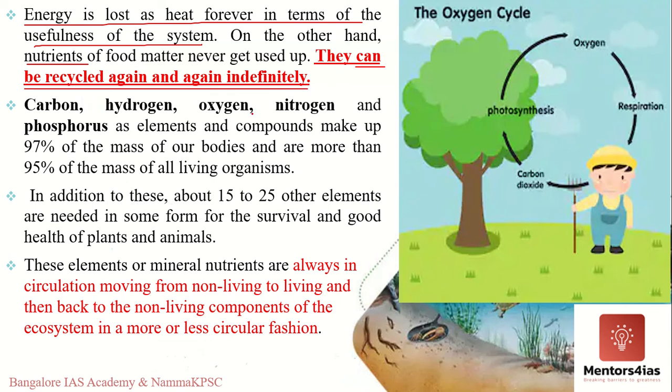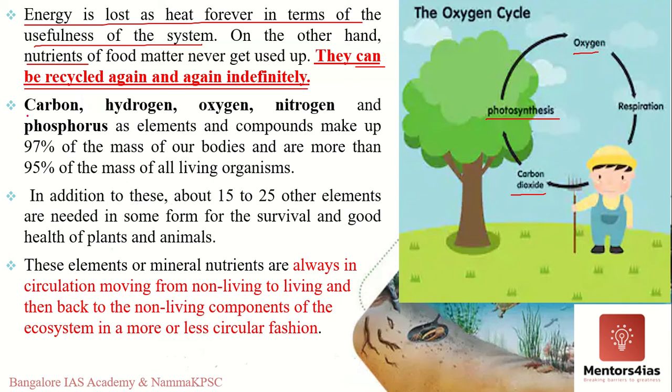For example, through respiration, when we breathe in oxygen, we release carbon dioxide, whereas plants through photosynthesis use carbon dioxide and release oxygen, and this cycle continues, meaning the oxygen molecules which you are breathing could be the same oxygen molecules used by Lord Buddha around 2600 years back.